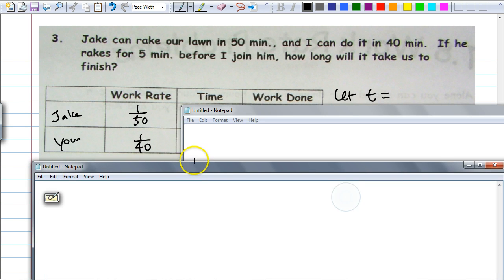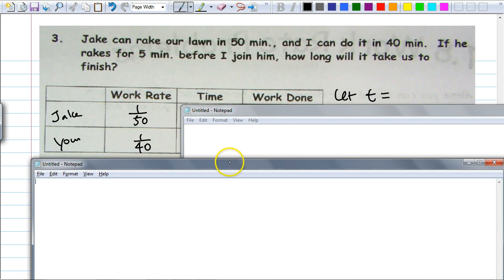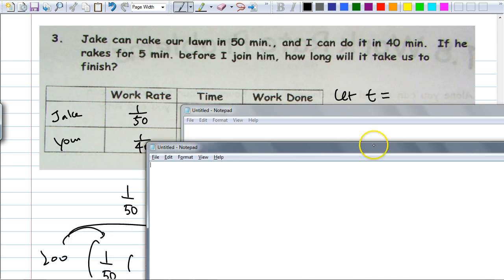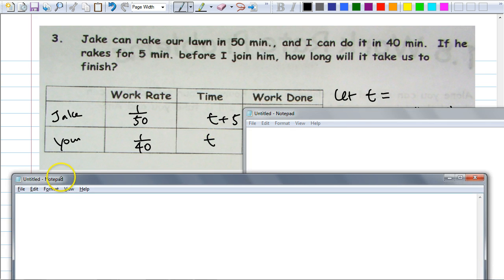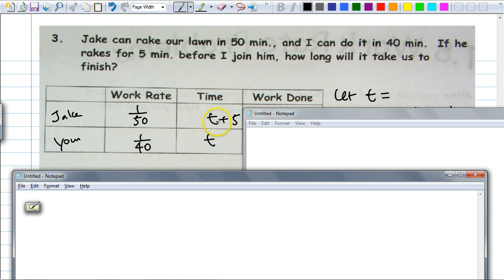All right, so then, what's the time for Jake? Now be careful, it says he rakes for 5 minutes before I join him. So, who's been working longer in this problem, Jake or me? Jake. How long more did he work? 5 minutes. So what are we going to put down for time? How about Noor? You're going to put T plus 5 for Jake. T plus 5 is correct. And for me, it will be just T, because I joined him. He's been working 5 minutes before me, so I need to add that to his time because he's been working more than I did.